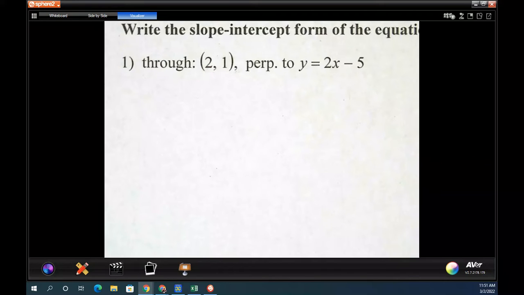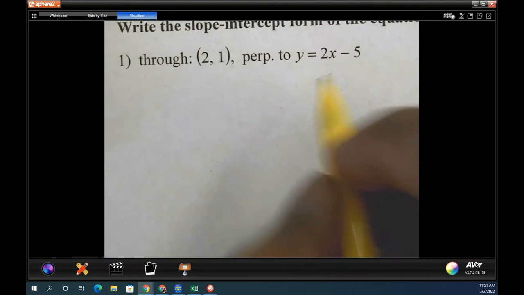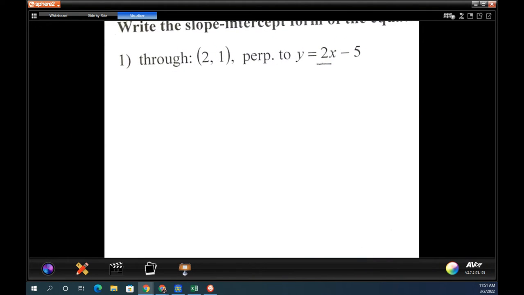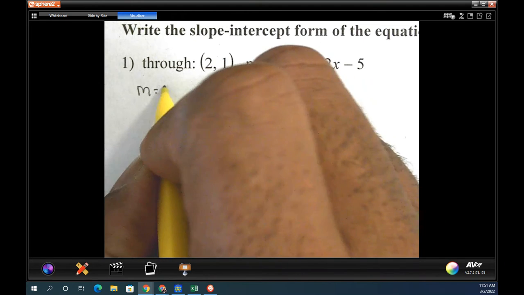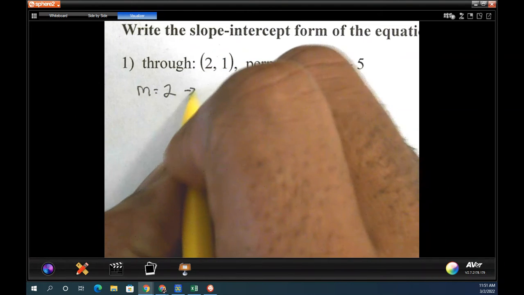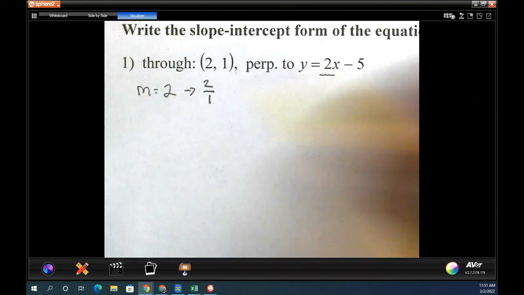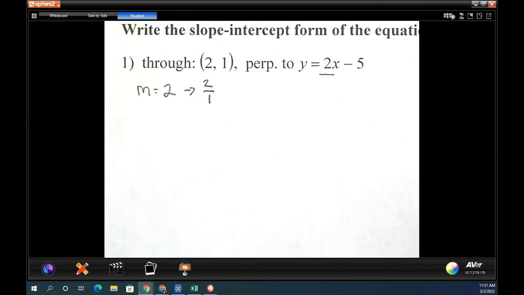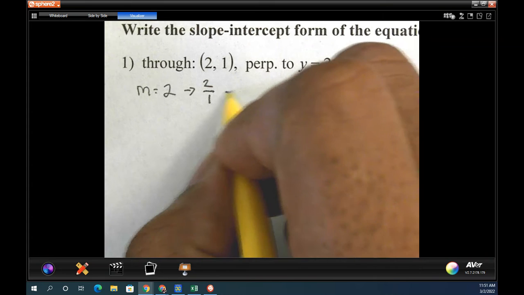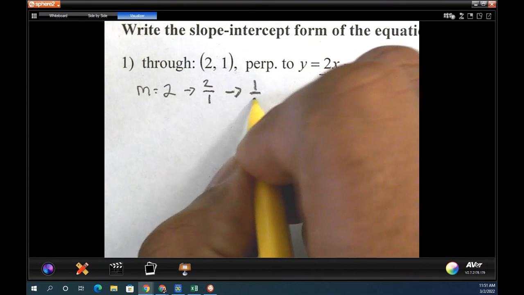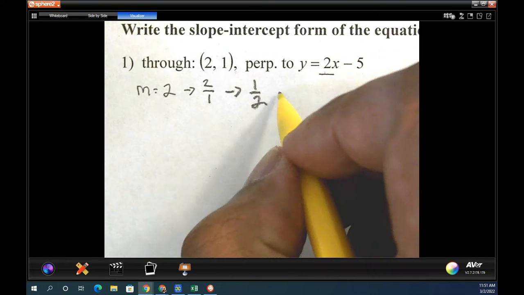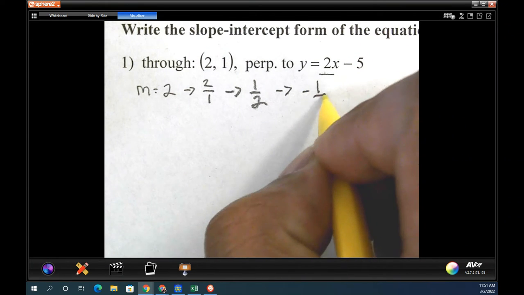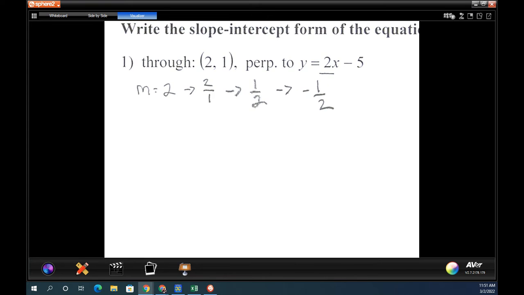All right. Slopes are flipped and opposite. Here's the deal. The slope is 2. So if the slope is equal to 2, since it's perpendicular, whole number, put it over 1. Just like that. Now, you flip it. So it becomes 1/2. What's the opposite of a positive? It's negative 1/2. There's your new slope.